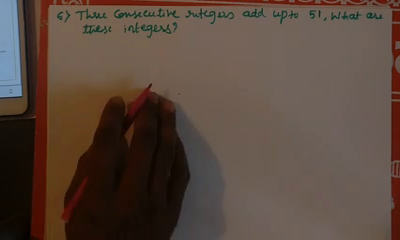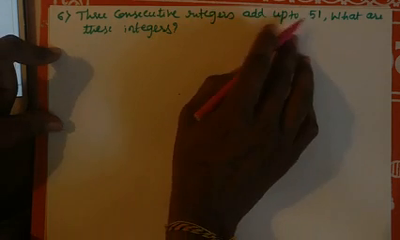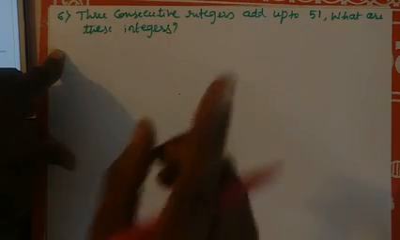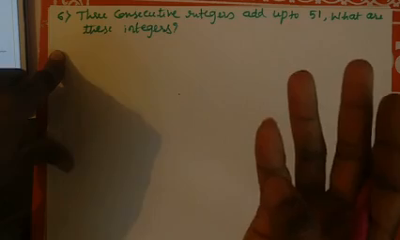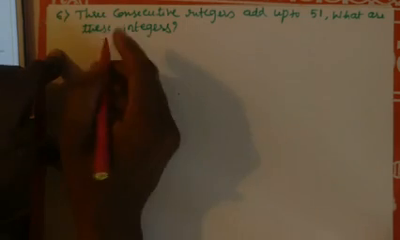Okay, dear students, now we have to discuss the 6th question. 3 consecutive integers add up to 51. What are these integers? See, first we need to know, let the 3 consecutive integers be x, x plus 1 and x plus 2. Those are 3 consecutive integers.